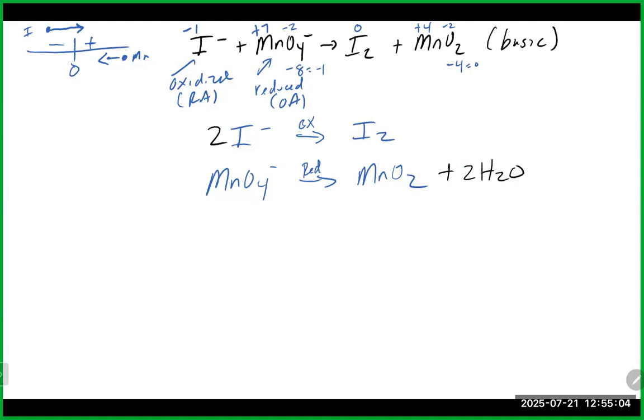And again, because I added 2 waters to the right-hand side, I do need to add 4 H pluses to the left to balance out the hydrogens. At this point, I have now balanced everything, oxygen, hydrogen, and all other elements. Now we're looking to add electrons. Overall charge here is -2 and 0. That means the right-hand side needs a couple of electrons, and that will get me -2 on the right to match the -2 on the left.